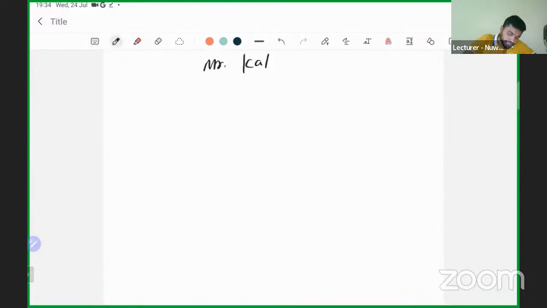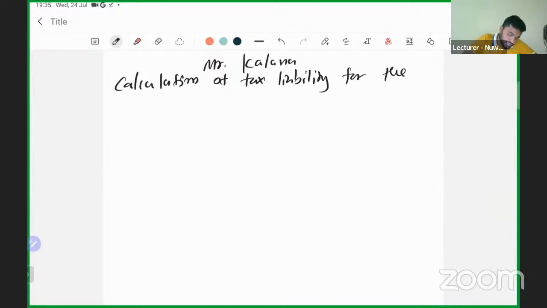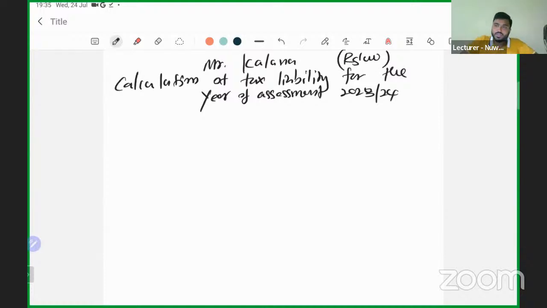Mr. Kalana. Calculation of tax liability for the year of assessment 2023/24. Then rupees in 1000. You can continue in rupees, but I use rupees in 1000 because that is easy for me.